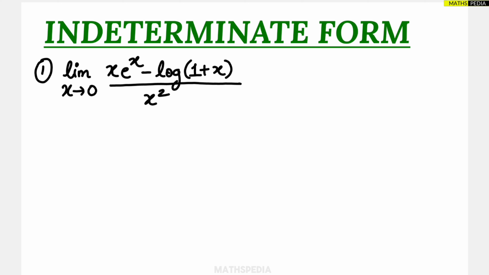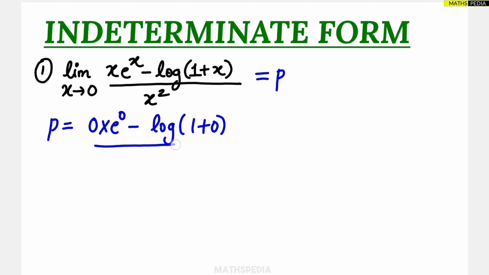For this particular question, we have to apply the limit x tends to 0 to whatever function is given. Now, if we apply the limit, what happens? Let us name this as some variable p, or k, whatever variable you need, just a naming thing. When we apply this limit, the function becomes 0 into e power 0 minus log of 1 plus 0 whole divided by 0 square.